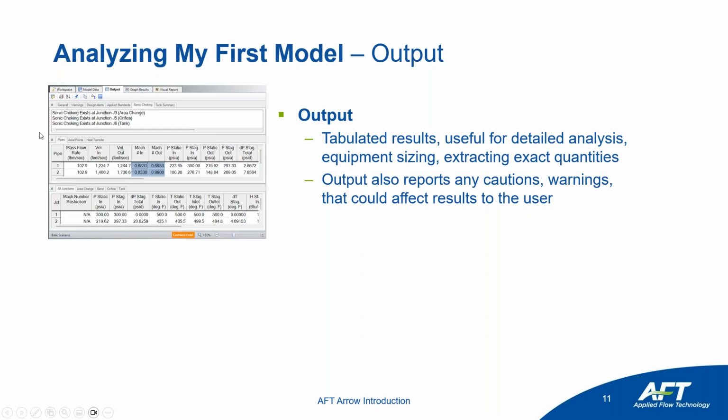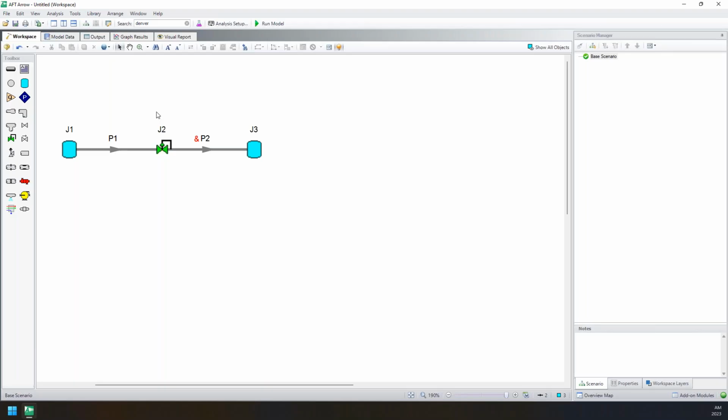For example, here in this model, we can see that it's sonic choking in 3 different areas, which again, sonic choking we'll touch on a little later in the presentation. So back in the software, if you remember, the status light down here on the right is now green, and we have no limitation on running our model.